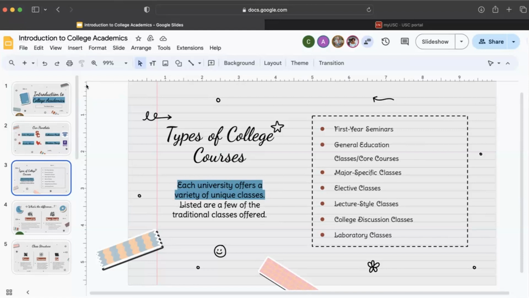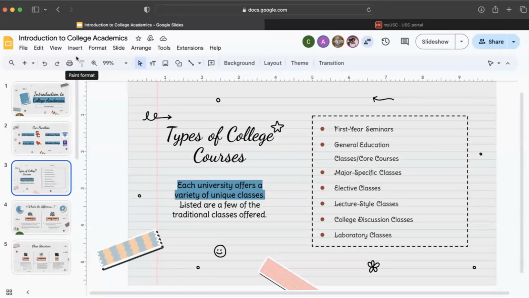Okay, well, I guess I'll go ahead and talk about this slide. So first off, we have types of college courses. As it says, each university offers so many different unique classes that you can take in so many different majors and different opportunities. And here's just a few traditional classes. So once you go into college, there are usually some things called first year seminars, which are just classes only for freshmen to help with your transition into college. And they're usually smaller size classes. And once again, only for freshmen.